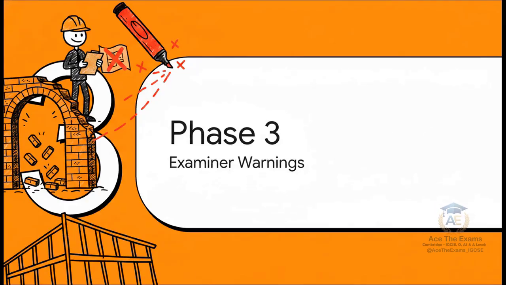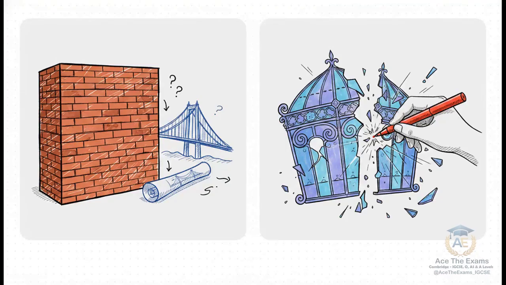Let's move into phase 3. It's time for a site safety audit. We need to look at avoiding structural collapse based on direct warnings from the examiners themselves. Okay, let's see how our apprentices actually fail in real high-pressure exam conditions. Imagine the prompt is about youth unemployment.